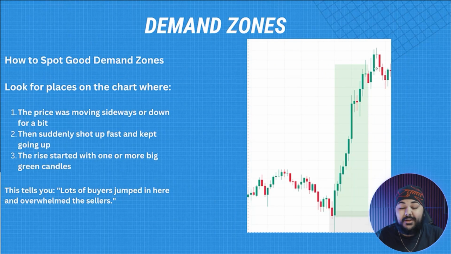For demand zones, how do you spot a good demand zone? You look for places on the chart where price was moving down or sideways for a bit, then the stock suddenly shot up fast and kept going up, and the rise started with 1 or more big green candles. This tells you lots of buyers jumped in this area and overwhelmed the sellers. So in this example, as you can see, the market was moving sideways and slowly chopping down, and then had an immediate reaction to the upside, and it started with 1 or more big green candles. This is where the buyers overwhelm the sellers.